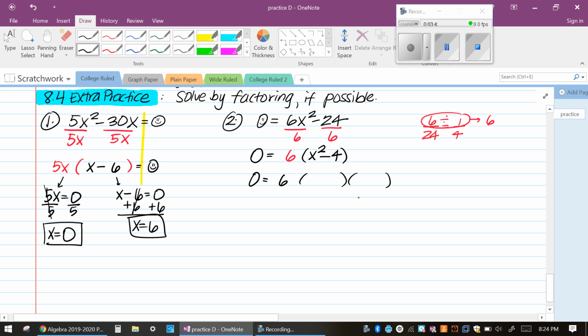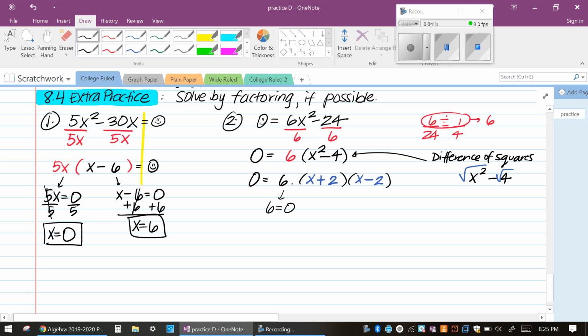Do you remember how to factor a difference of squares? You square root each piece, and then you're going to have two binomials, one with a plus, one with a minus. The square root of x squared is x. The square root of 4 is 2, so you're going to have x plus 2 and x minus 2. Now remember what I said earlier. You're only going to set linear factors equal to 0.